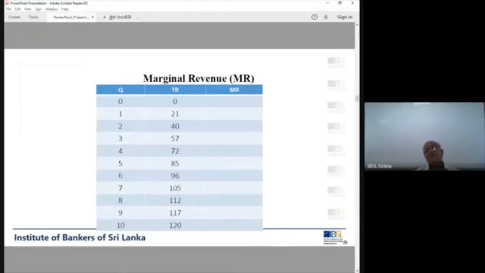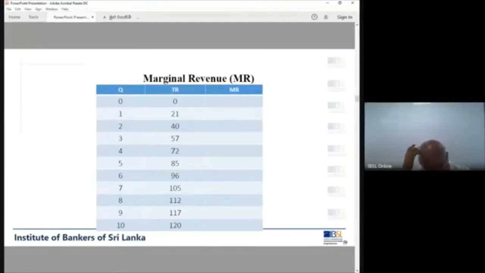Then the MR-MC approach. What is marginal revenue? I'll define marginal revenue. Marginal revenue is the change in total revenue for a small change in the output.